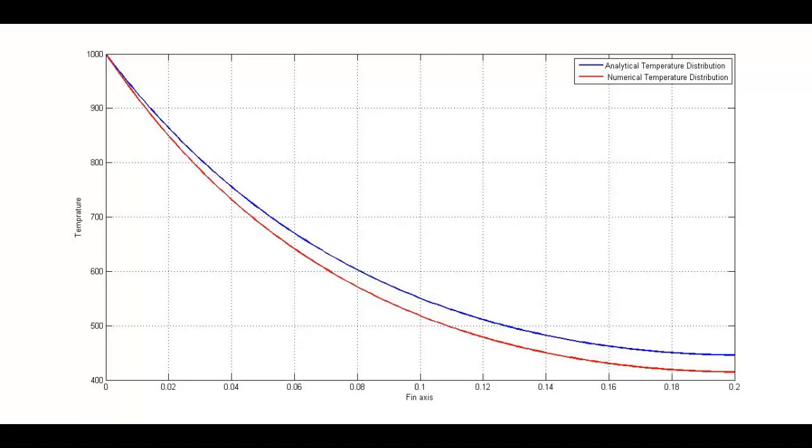In conclusion, I'd like to end this video with an image of two curves, one corresponding to the temperature distribution of a single pin fin as by a numerical solution, just like the one we saw in this video, and the other one is a temperature distribution curve as by an analytical solution.